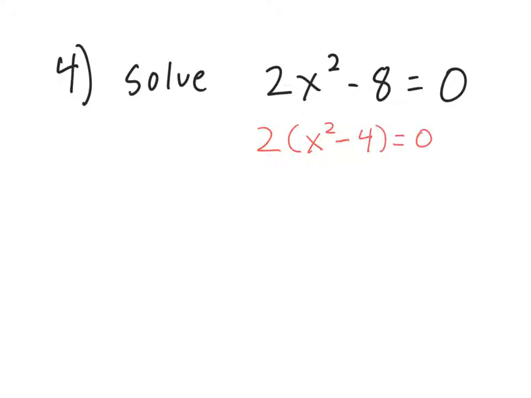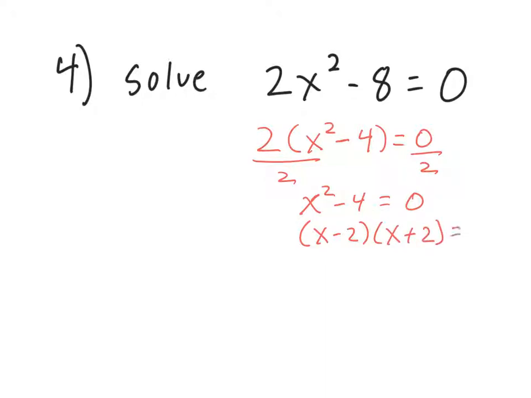Alright, and then notice how I have this 2 over here, so I can divide that away. And we'll get x squared minus 4, and 0 divided by 2 is 0. Alright, so now we have x squared minus 4, we need to factor that part. So this is the difference of squares, they call this. So we're going to get x minus 2 times x plus 2. And that's going to equal 0.